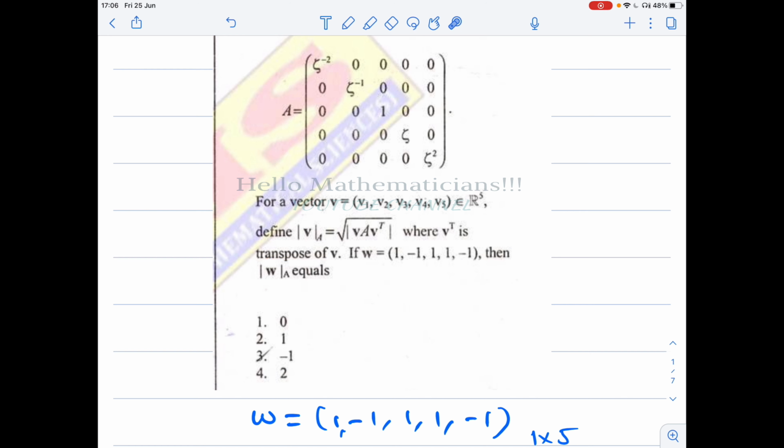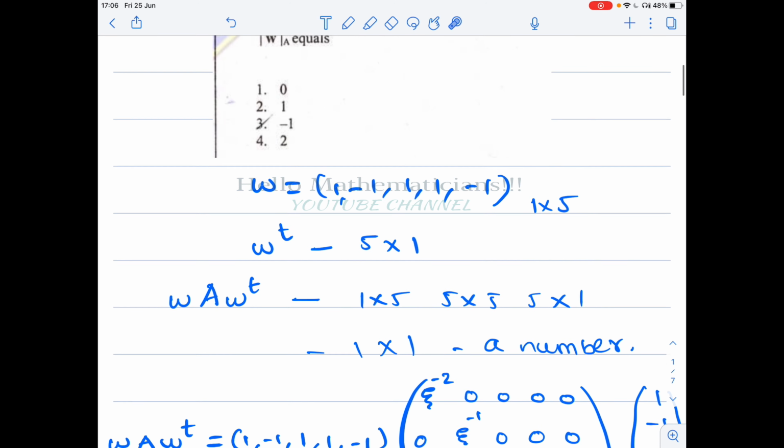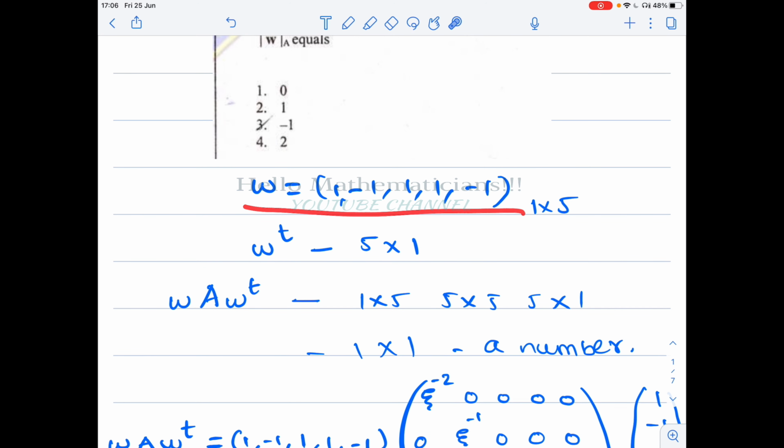So basically we want to calculate mod W subscript A. What we need to do is find W A W transpose, then take the modulus and take the square root. Okay, so we calculate W A W transpose. W is this vector.